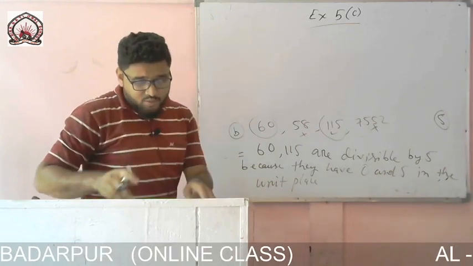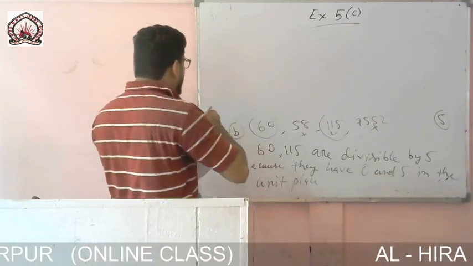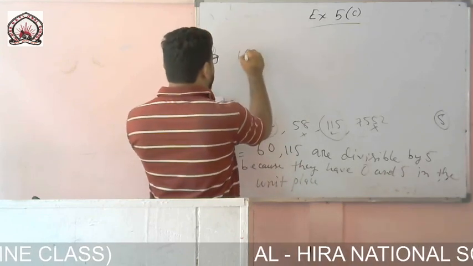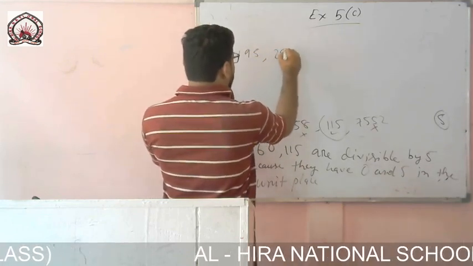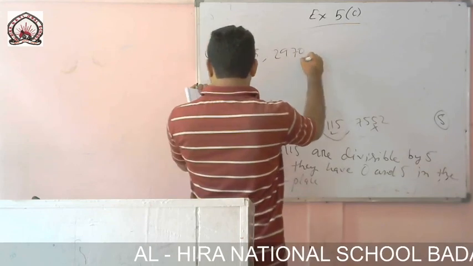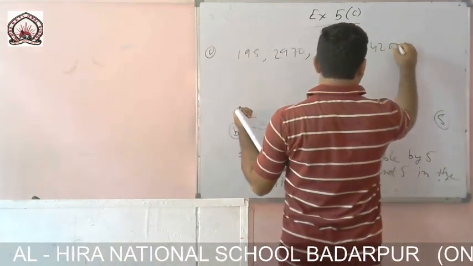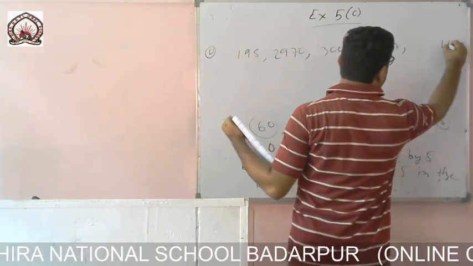So question number C is what? Divisibility of what? You need to check with what? 10. So 195, 2970, 3006, 4200, and we need to check by what?